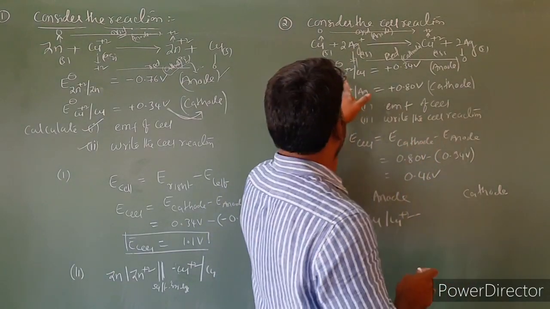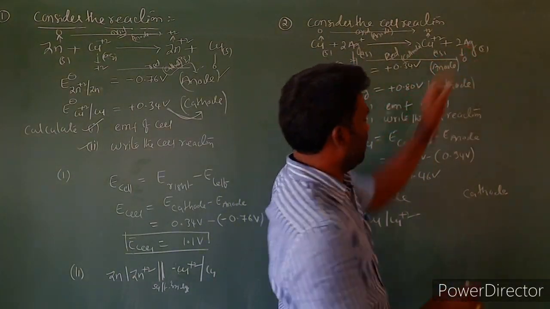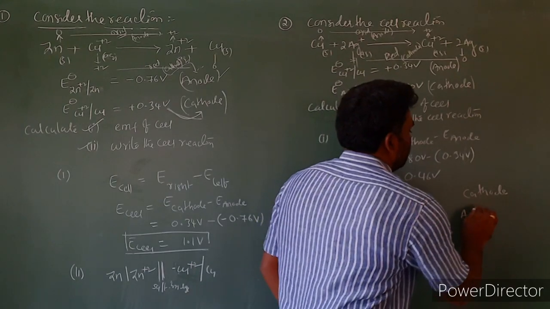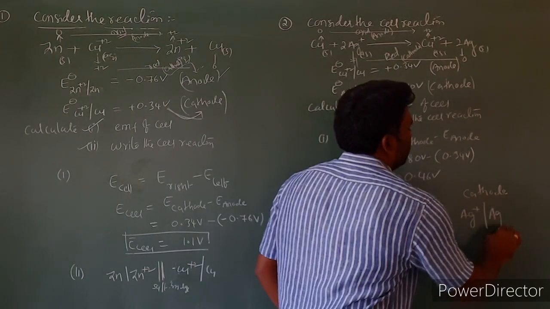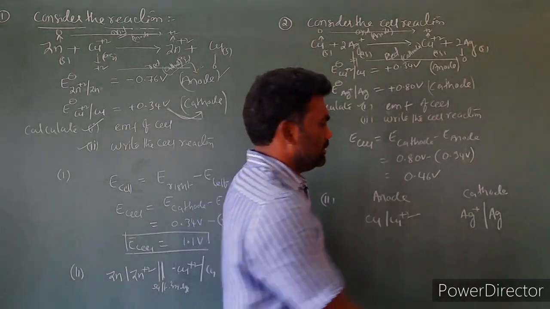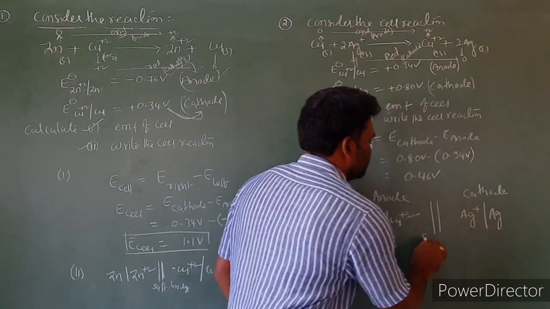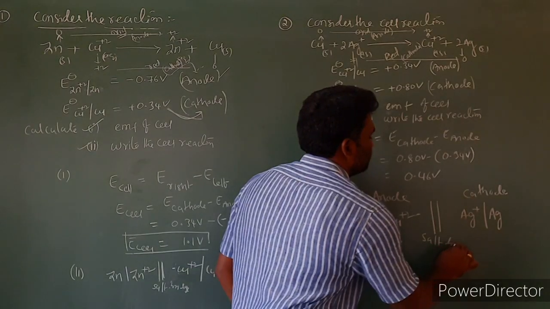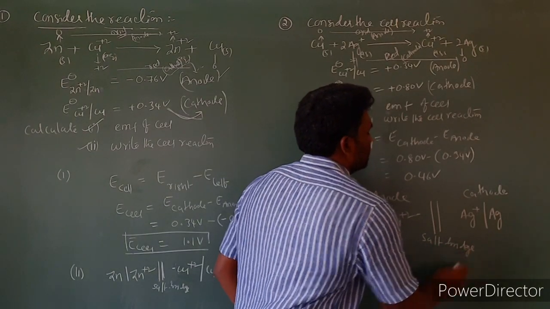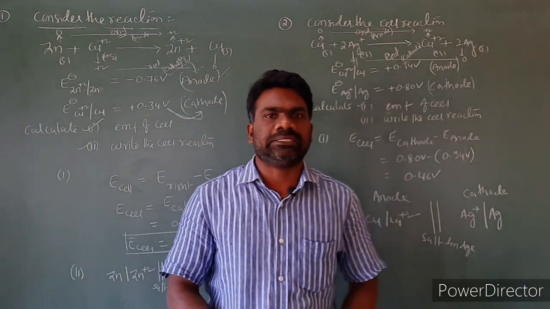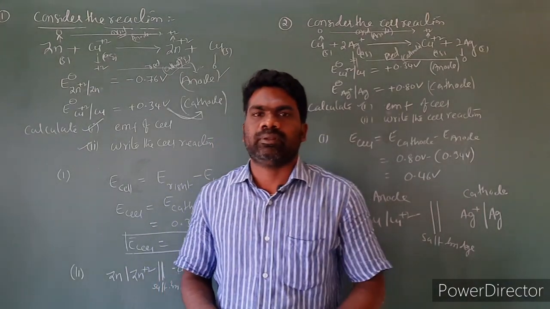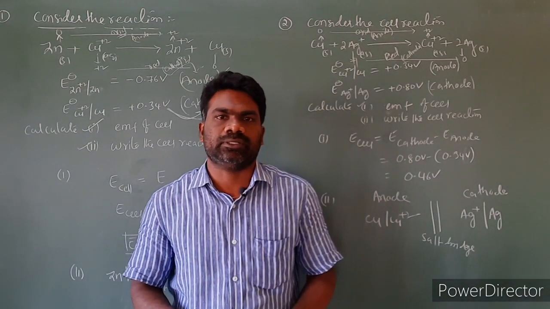And the cathode: Ag plus converting into Ag. These two half cells are separated by a salt bridge. This is the salt bridge. So this is problem number 2. This is the method to solve problems based on cell potential.